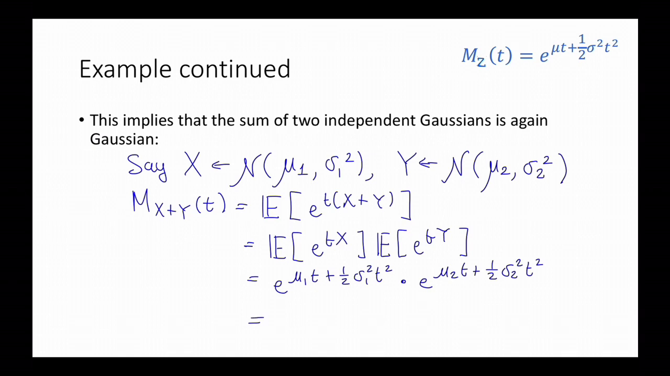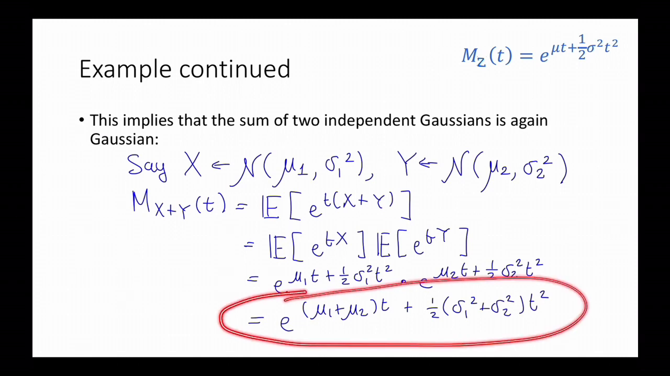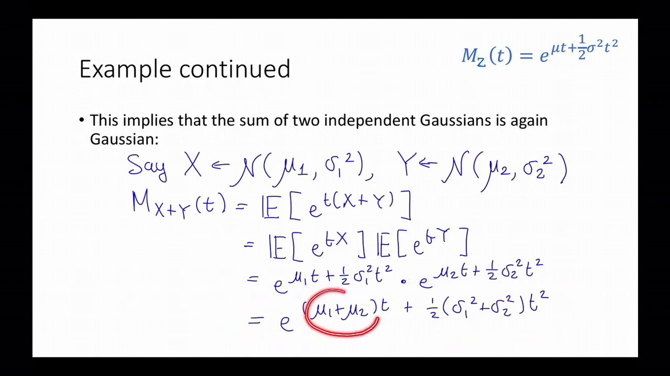And this simplifies to e to the (mu1 plus mu2) t plus 1/2 (sigma 1 squared plus sigma 2 squared) t squared. Well, this is convenient. This is actually the moment generating function of a different Gaussian, one with mean mu1 plus mu2 and variance sigma 1 squared plus sigma 2 squared. Because moment generating functions completely characterize the distribution, this means that the sum of X and Y is again a Gaussian random variable with mean mu1 plus mu2 and variance sigma 1 squared plus sigma 2 squared. Neat!